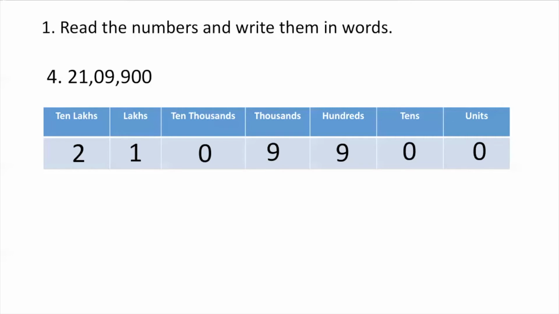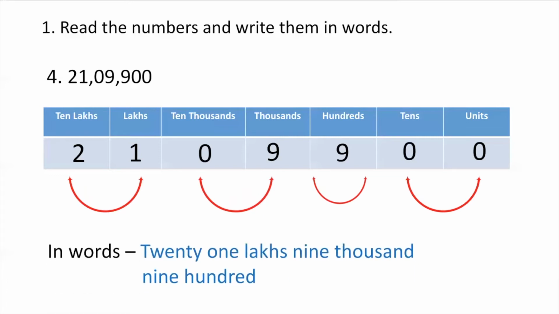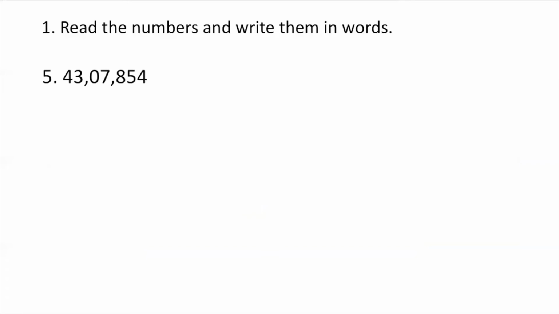So let's break this number into 4 different parts. Units and tens together, hundreds, thousands and 10,000s together, lakhs and 10 lakhs together. So we write this number in words as 21 lakhs 9,900. I hope this is clear to you. See that you copy these sums in your classwork notebook. So now let's continue with the fifth sum.